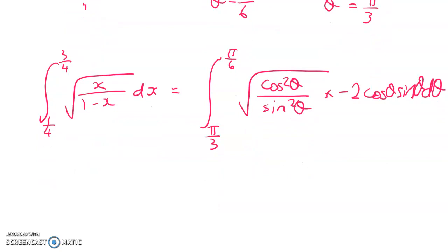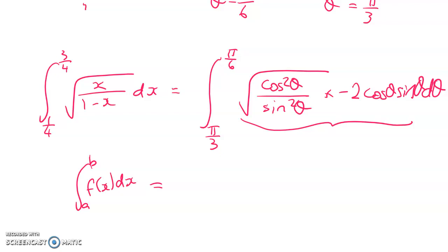Right, let's clean this up a whole lot. Well, the first thing to remember is that if I want to switch those limits over, I can do that as long as I take the negative of this. In other words, the integral from b to a of f of x dx is the same as negative the integral from a to b of f of x dx. Now, something weird's going on.